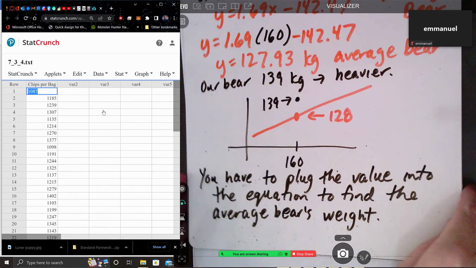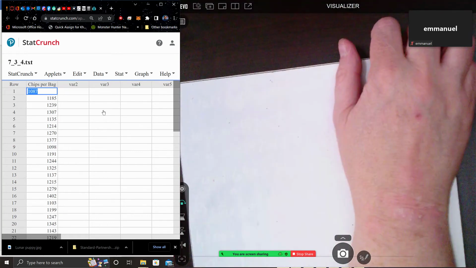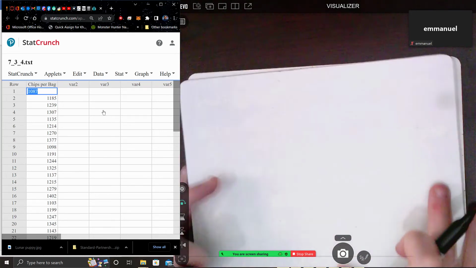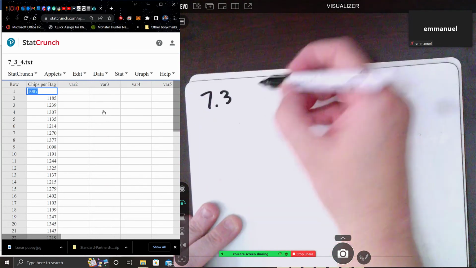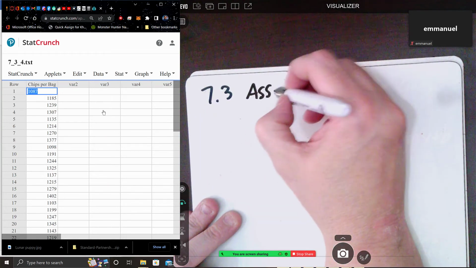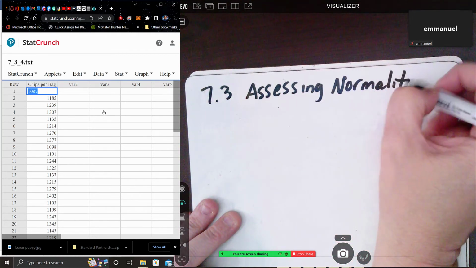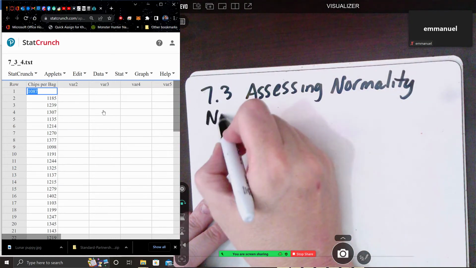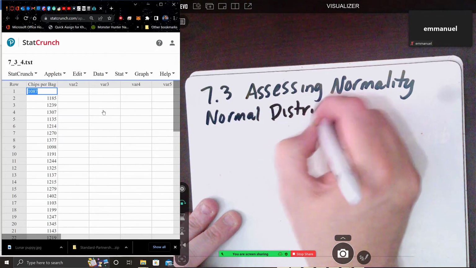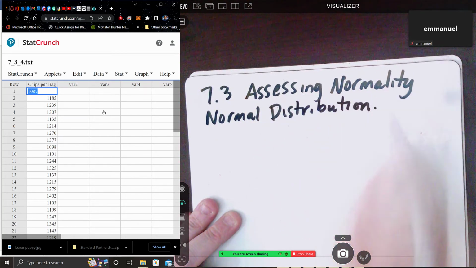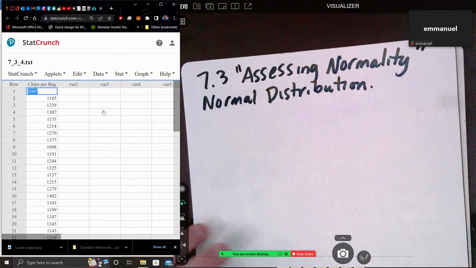Okay, one more section. This is actually not in chapter 4. This is in 7.3, but it required you to know about stuff in chapter 4 to make sense. 7.3 was on assessing normality. Remember, chapter 7 was on the normal probability or normal distribution. So this section is entitled Assessing Normality. Is a data set normal?